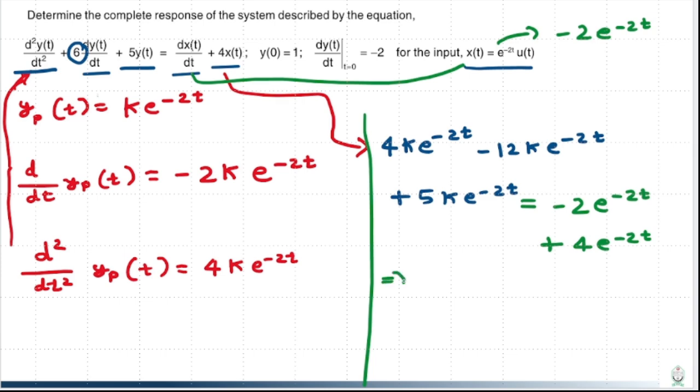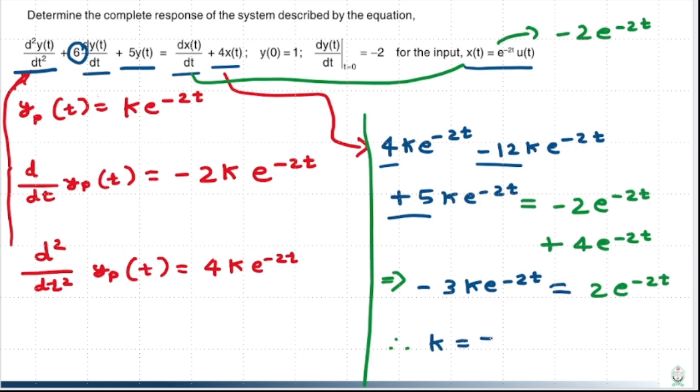If we calculate further, on the left hand side we have 4 minus 12 plus 5, which is minus 3k e to the power minus 2t, and on the right hand side we get 2 e to the power minus 2t. If we equate everything, the final value we get for k is minus 2/3.